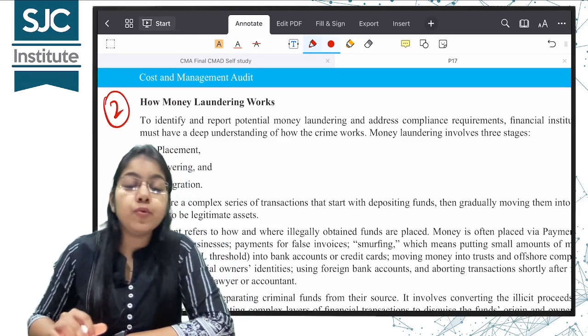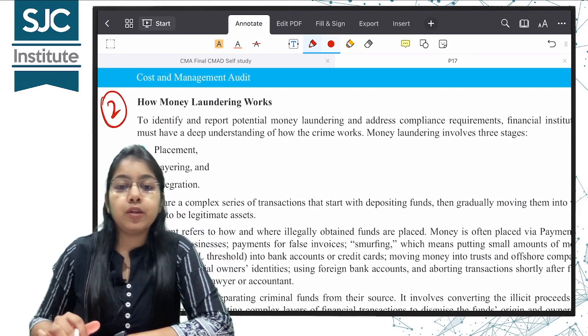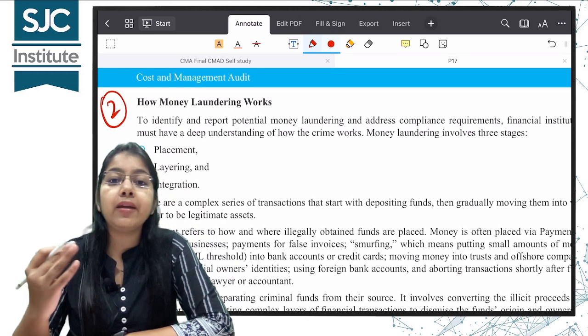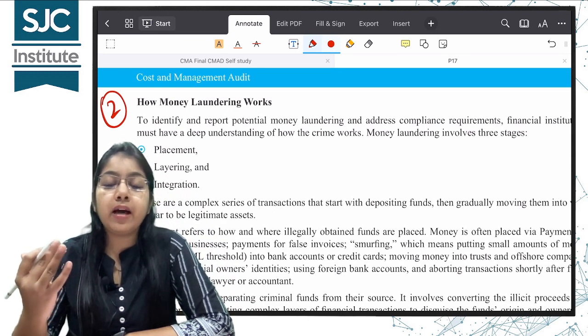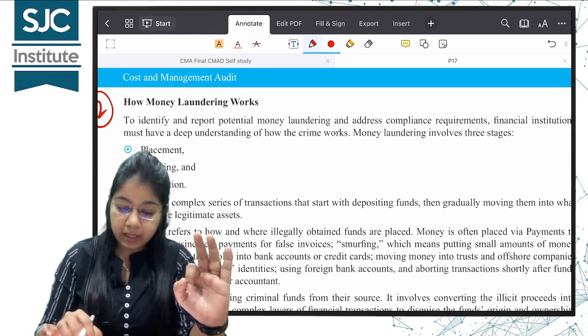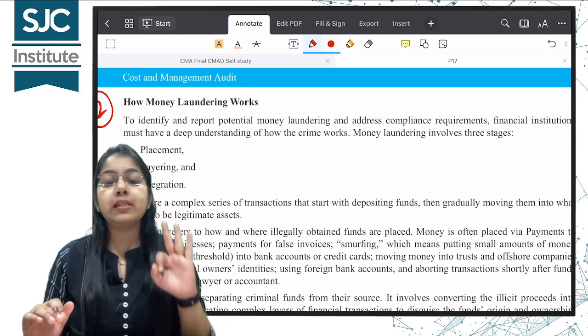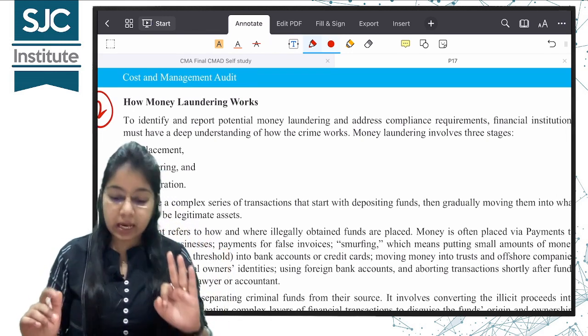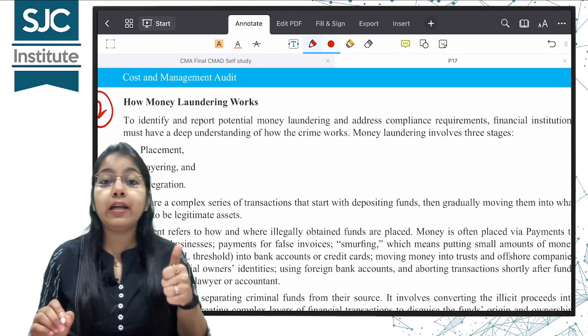So in order to prevent money laundering, we first need to understand the mechanism of how this entire thing works. Okay, so there are 3 steps. I'll first explain and then we can go through. There are 3 steps in the money laundering activity. Now here we are not studying anti money laundering.